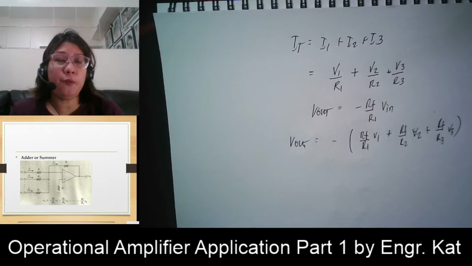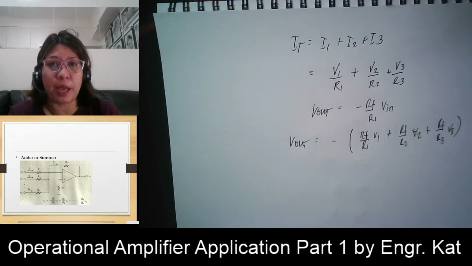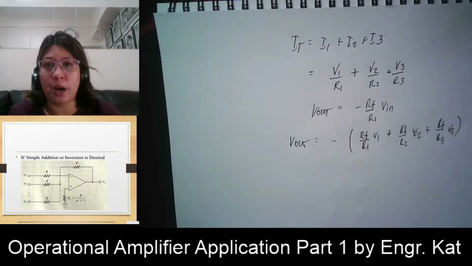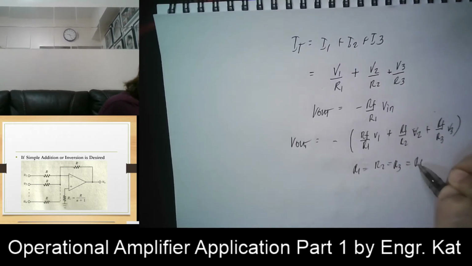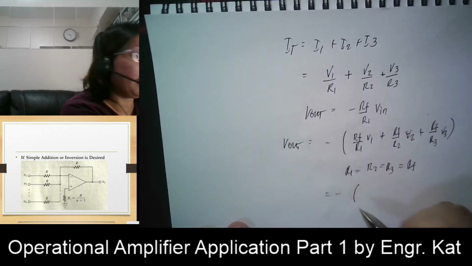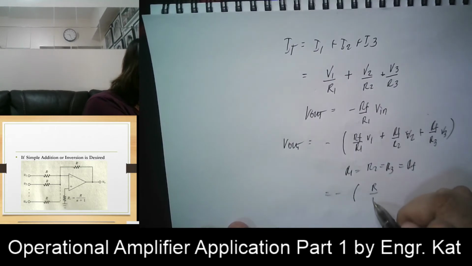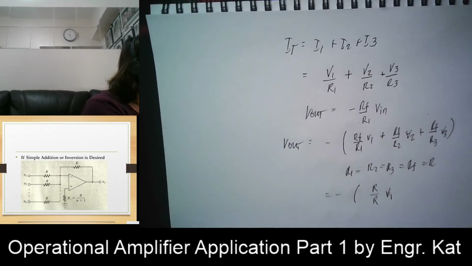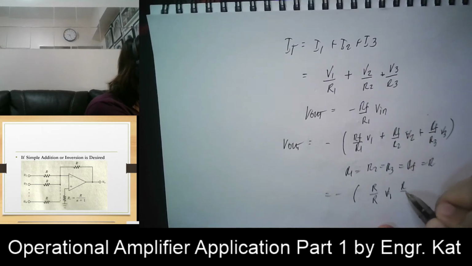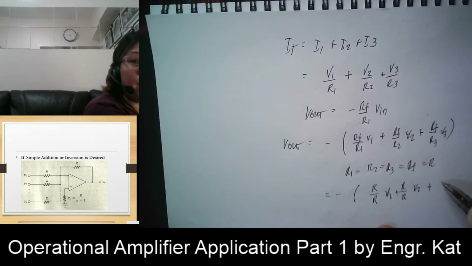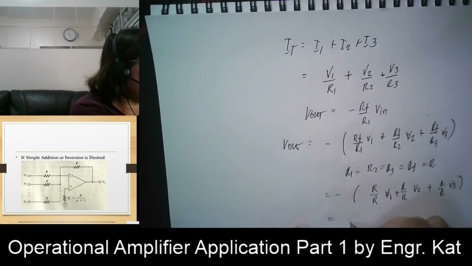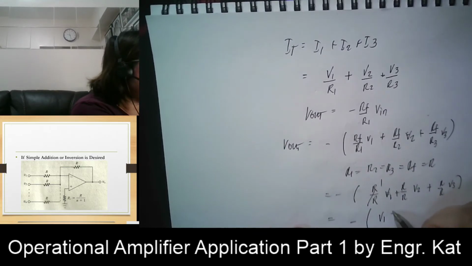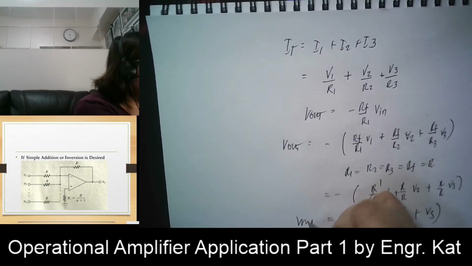Okay, so if we wanted to simplify your circuit wherein each of the values of R are equal, let us say your R1 is equal to your R2, that is equal to your R3, and that is equal to your RF. We can simplify this further by having minus R, let us just call that R, all over R multiplied by V1, plus R all over R multiplied by V2, plus R all over R multiplied by V3. Since our R is constant, we can put it outside, and that is R over R, which is equivalent to 1. So that will give you V1 plus V2 plus V3, which is our output voltage.